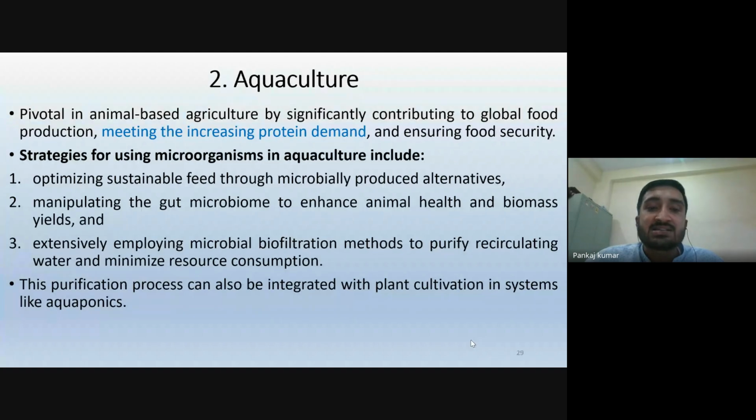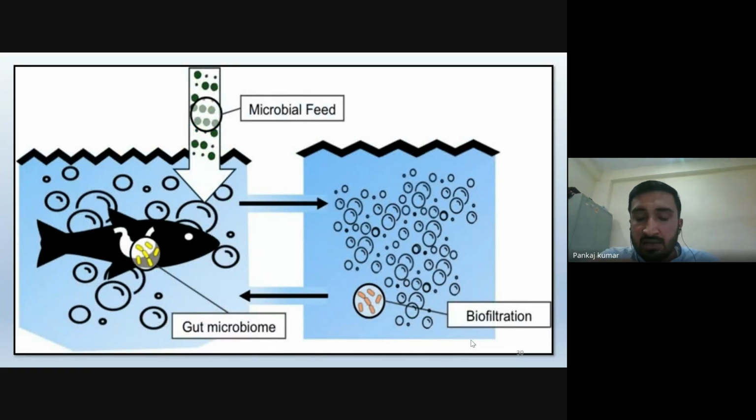Now, the strategies for using microorganisms in aquaculture include: first, optimizing sustainable feed through microbially produced alternatives, manipulating the gut microbiome to enhance animal health and biomass yield, and extensively employing microbial biofiltration methods to purify recirculating water, minimizing resource consumption. So this purification process can also be integrated with plant cultivation systems like aquaponics. In this system, the gut microbiome can be altered, microbial feeding can be done, and there is biofiltration. So overall the circular economy is maintained in this.